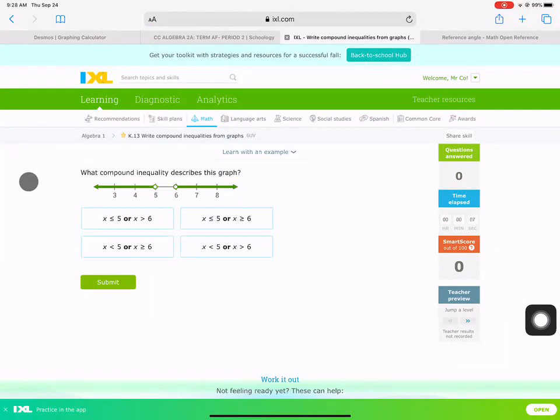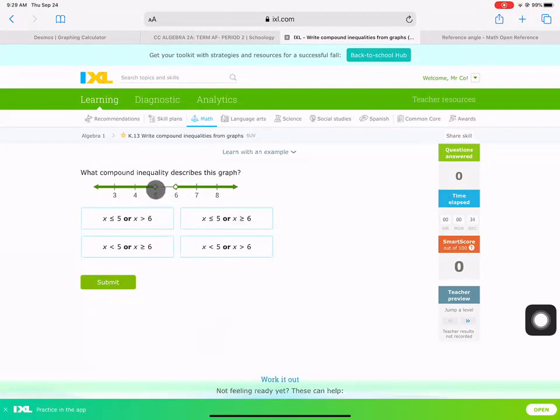So as you can see, they all have 5, 6, 5, 6, 5, 6, 5, 6. So you have to be very careful that you pick the right one. So x is less than 5. Yep. X is greater than 6. Turns out these are all practically the same, except the dots.